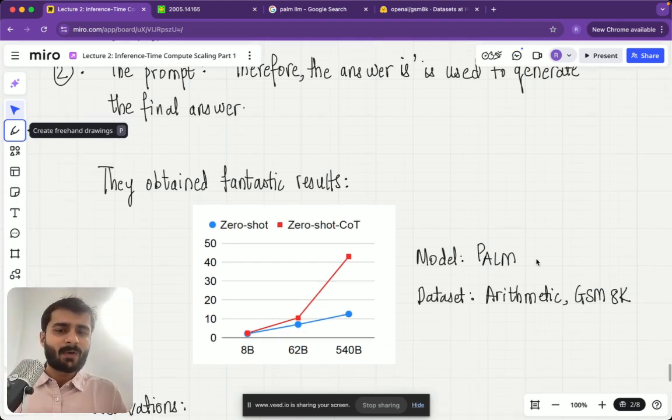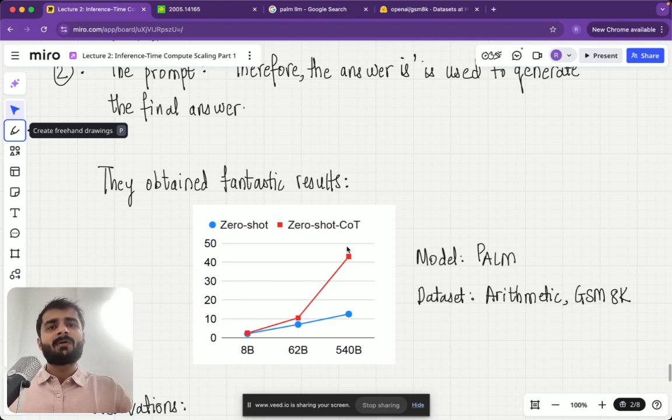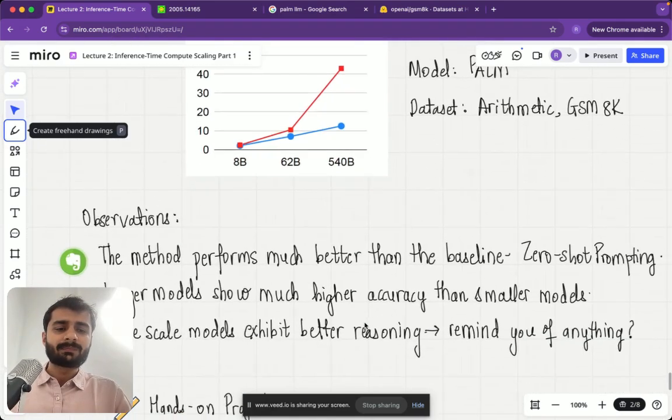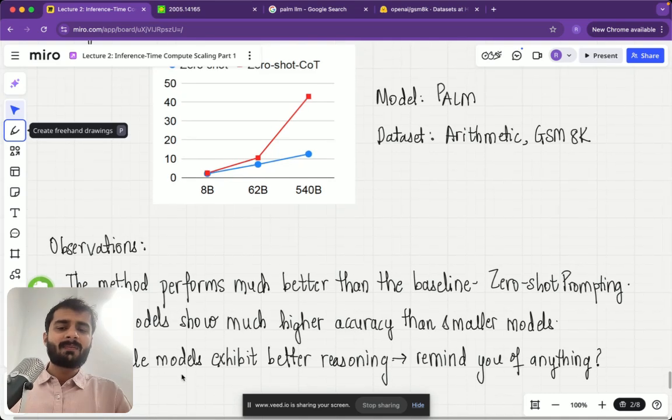Here the model is the PaLM model. The data set which we are using is the arithmetic reasoning data set, which is the GSM 8K data set. And here also you can see that zero shot chain of thought significantly outperforms zero shot for very big models, that is for 540 billion parameter models. So larger scale models exhibit better reasoning. Remind you of anything? This is very similar to our observation in the chain of thought reasoning case as well.